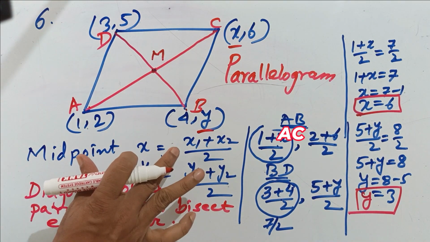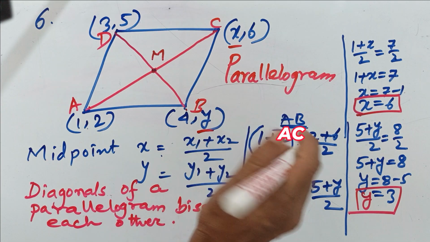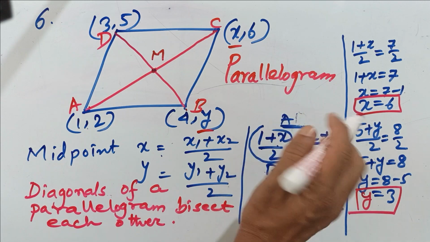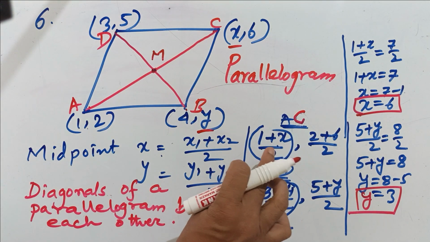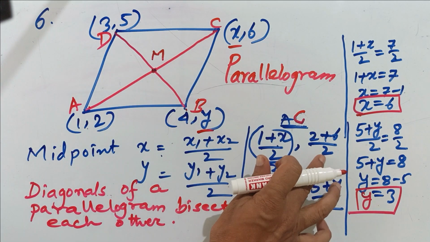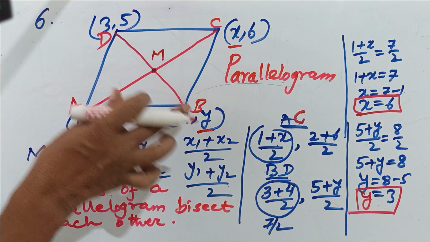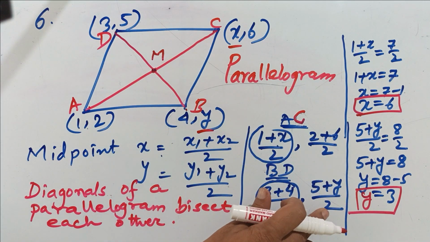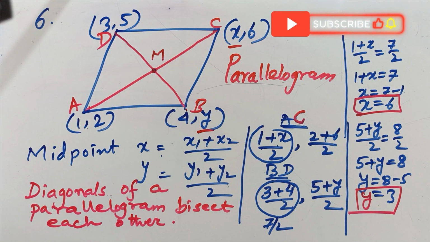Then we have written the midpoint formula, and for these two points we have used it: this is for AC, and this is for BD. For AC we have written (1 plus x) by 2 and (2 plus 6) by 2, and for these also the midpoint is (3 plus 4) by 2 and (5 plus y) by 2. Then these and these will be equal, and these and these will be equal, because they indicate the same point only. So from there we have to solve and find the values of x and y.